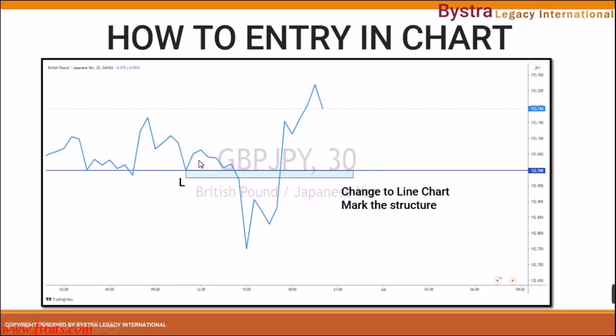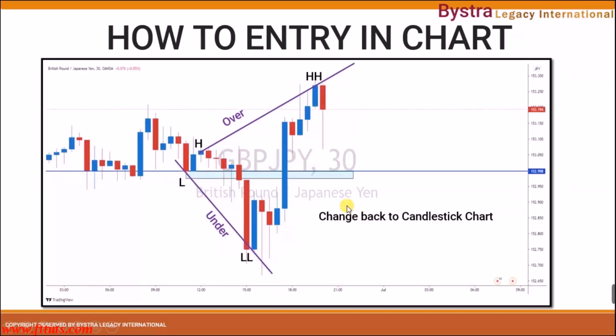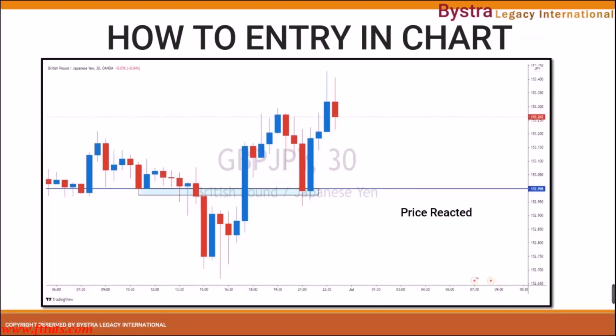We have the low, high, lower low, and the higher high. So this has an over and under, and this is a QM pattern. We change back to the candlestick chart and let's wait for the price to react. And there we go. We can see that the price has reacted towards our QMR pattern.